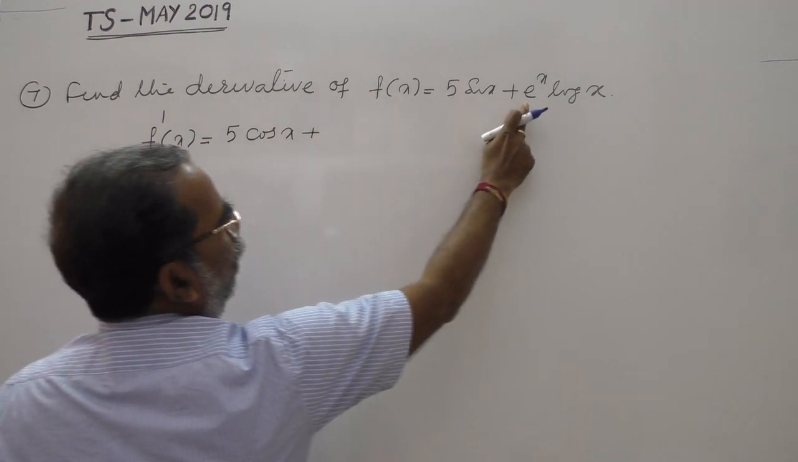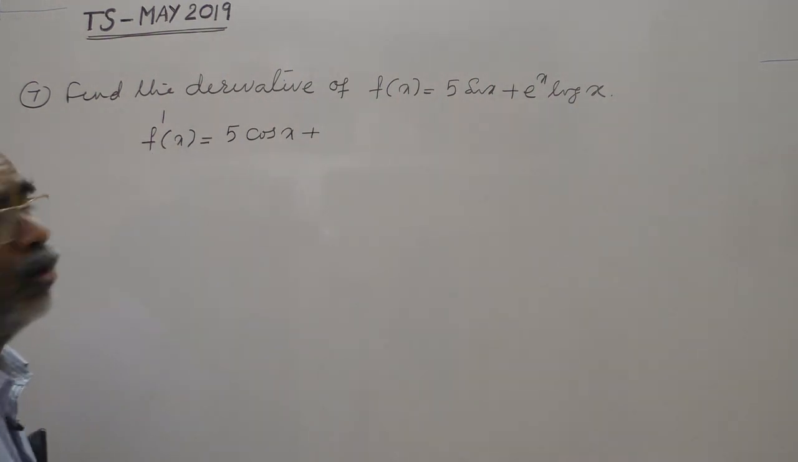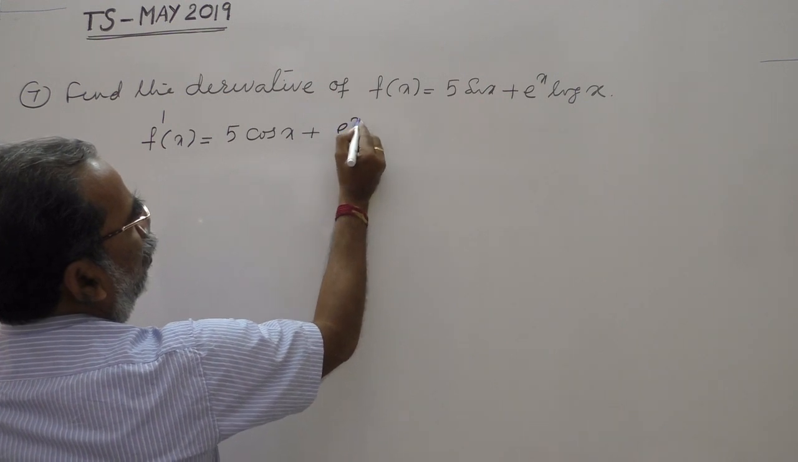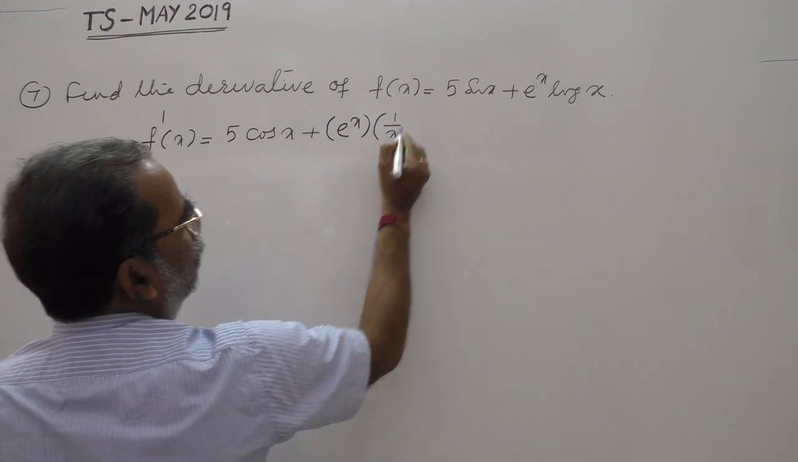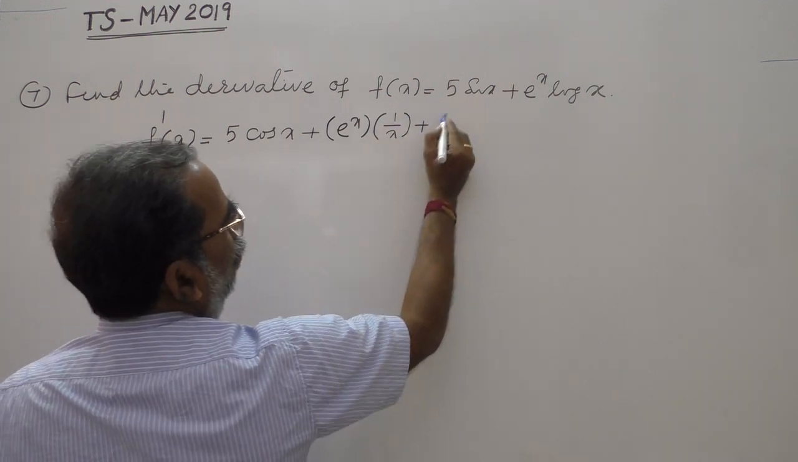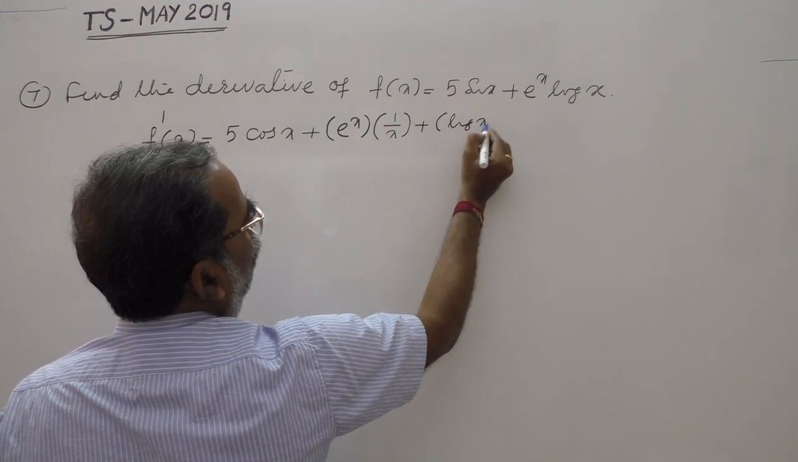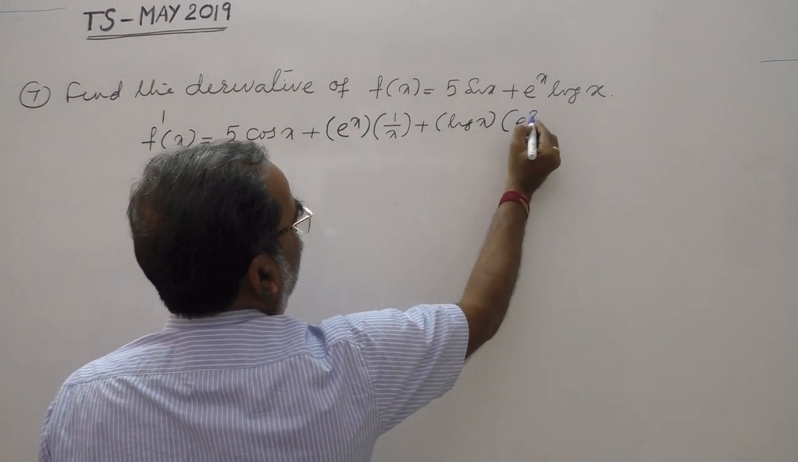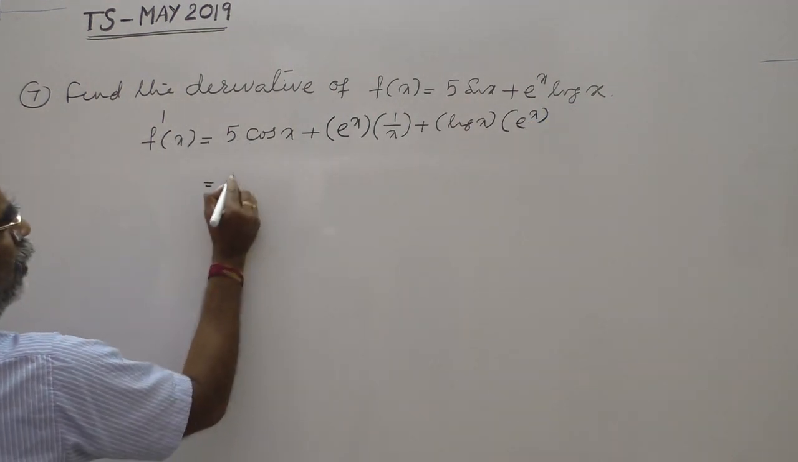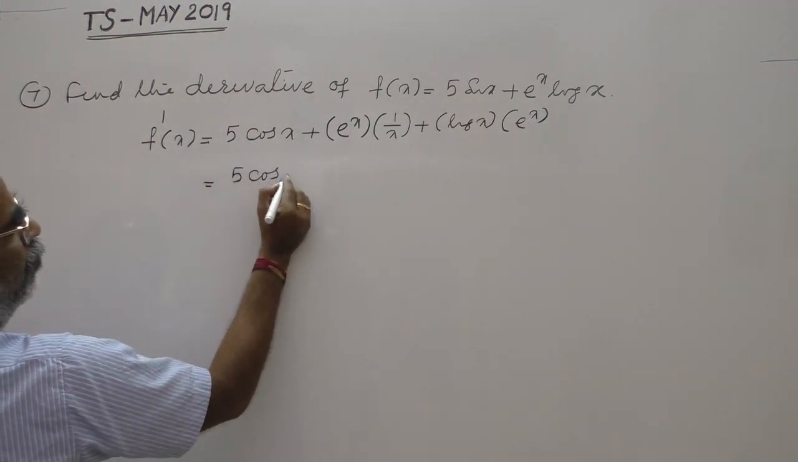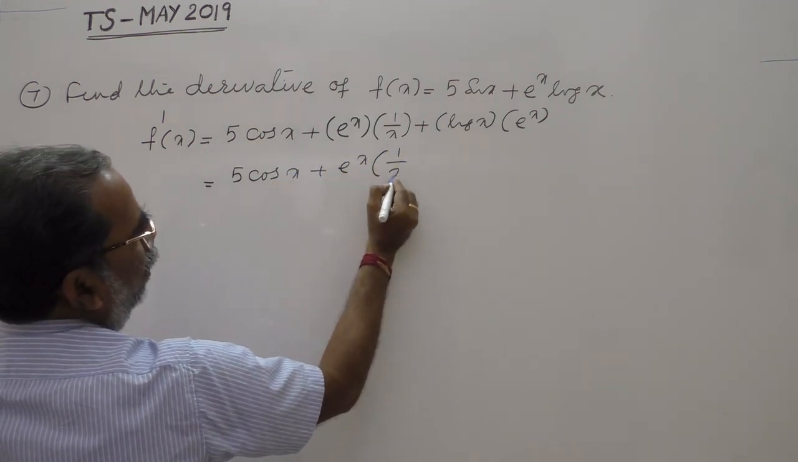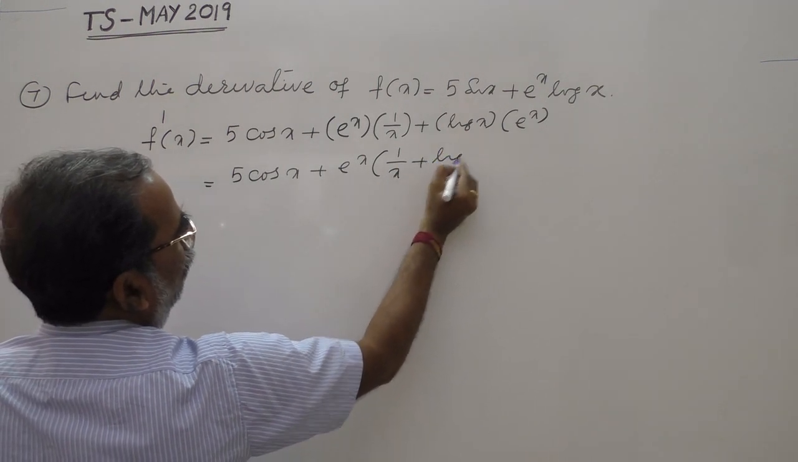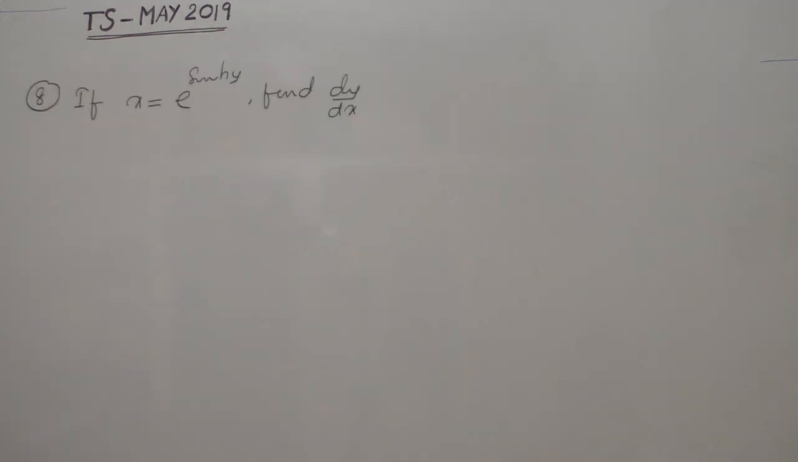So here there are two functions. Therefore, we should apply the uv rule. So what is uv? u into v dash. v dash means log x derivative, 1 by x, plus v into u dash, that is log x into e power x derivative, which is e power x. Therefore, it is 5 into cos x. e power x can be taken common. Then we have 1 by x plus log x. This is the derivative.